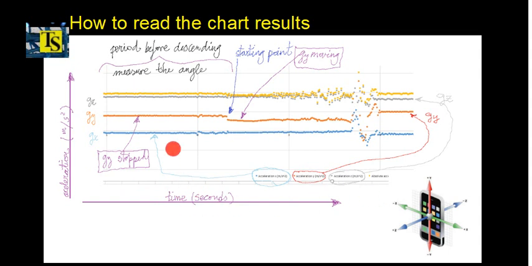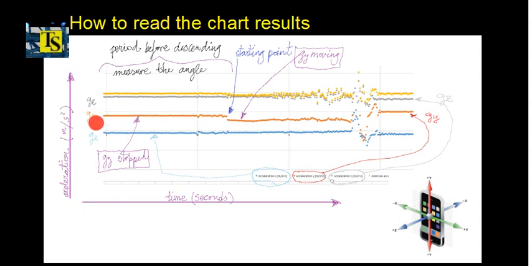You have four graphs because you have the three components of g, and the yellow one is the module, which we are not going to use. What is important for us is gy, because gy is the component that the mobile phone measures in this direction. And we are going to use also gz, because it's the one measured in this direction. We don't pay attention to the x, the blue one, either. So we are going to pay attention to this.